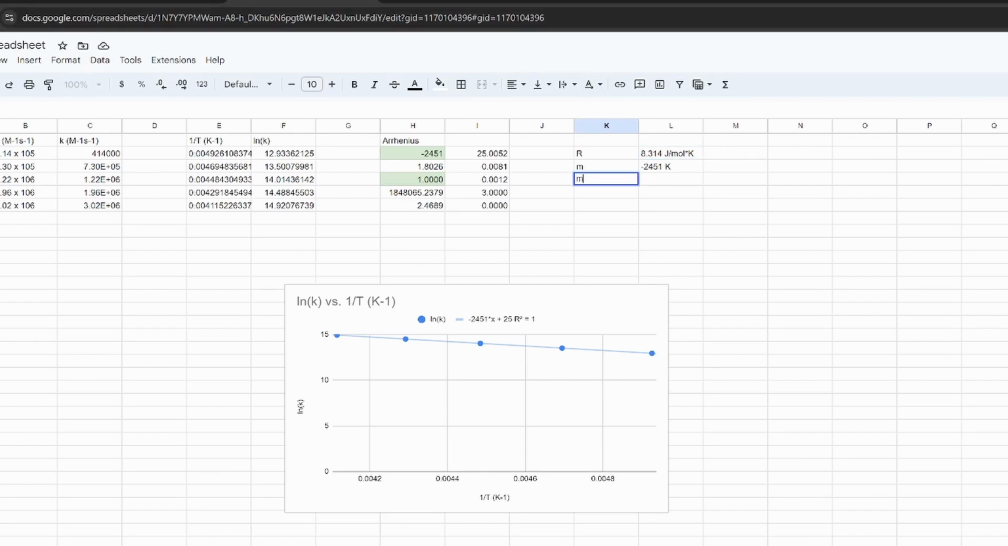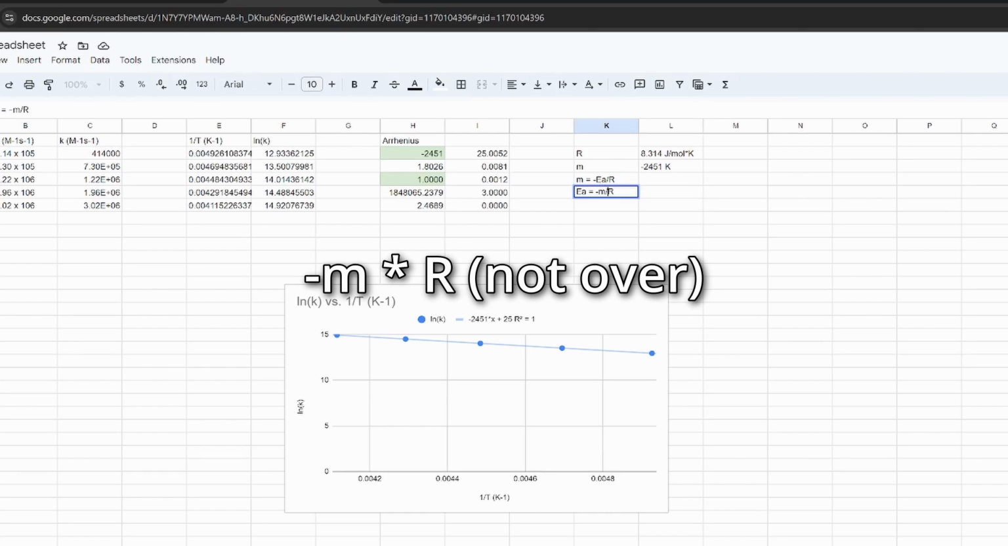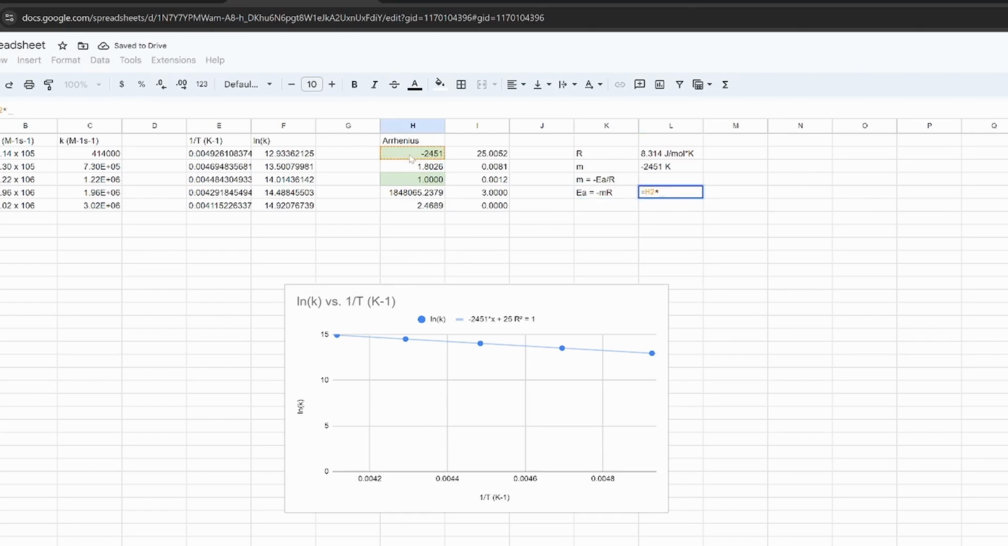Not a big deal. So if we say m is equal to negative Ea over R, that's the same as saying Ea is equal to negative m times R. This is a multiply, right? We cross multiply. Take that value and multiply it by 8.314. That'll give us an answer, and this will have units of joules per mole. It should be positive, right? We probably want that in kilojoules, so we're just going to take that top number and divide it by 1,000.